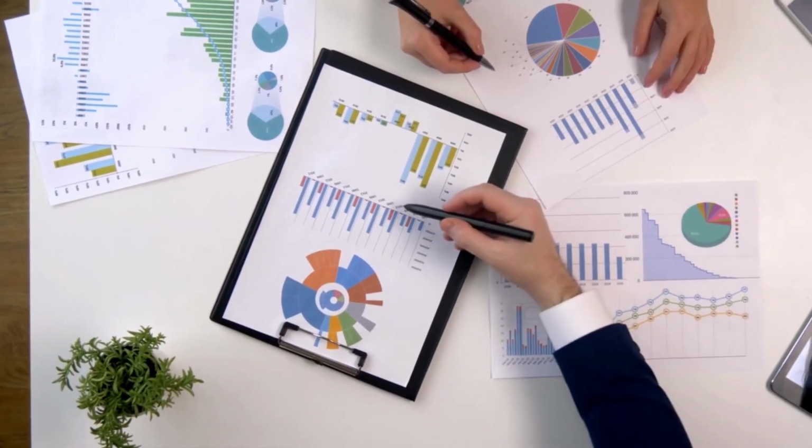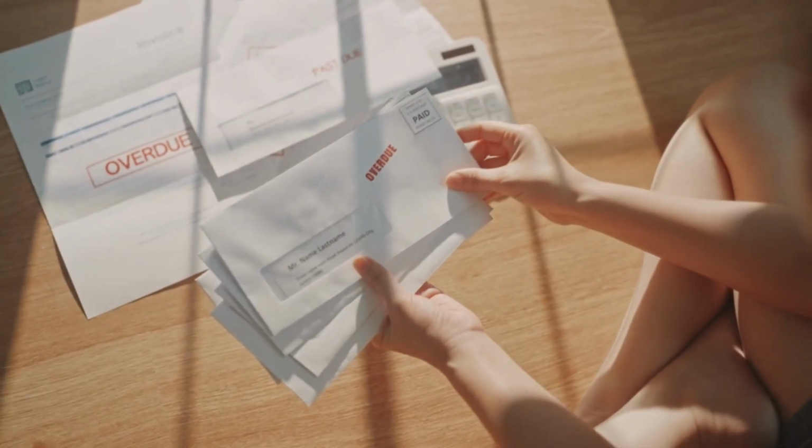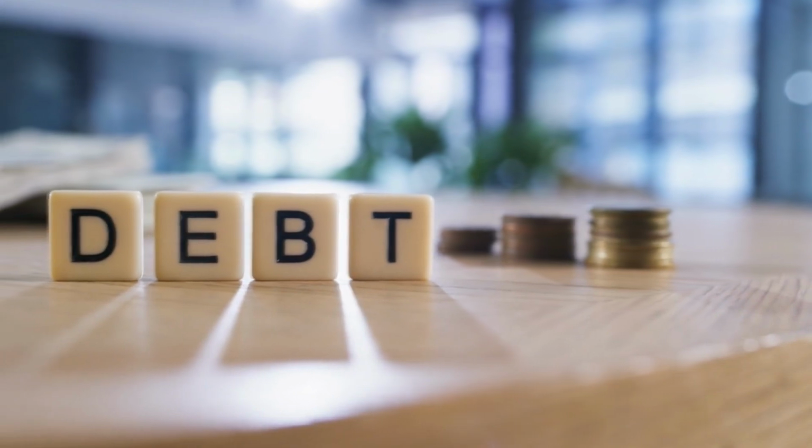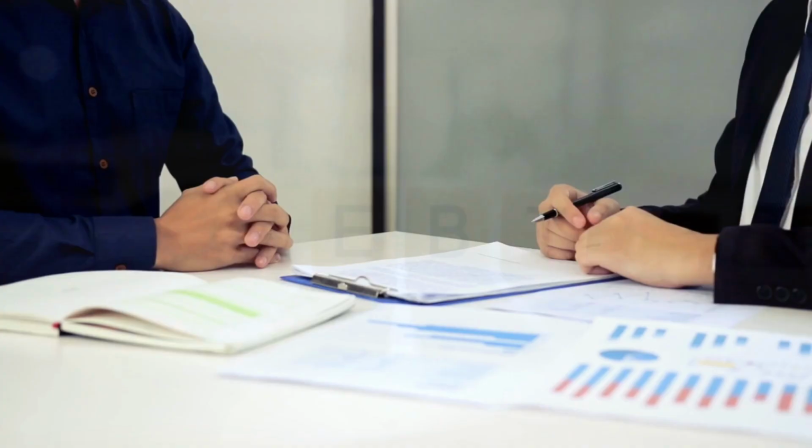Working capital management. Efficient working capital management, including managing accounts receivable and inventory, can free up cash that can be used for debt repayment. Debt restructuring. In cases of financial distress, a company may need to negotiate debt repayment terms with creditors or explore options such as debt consolidation or refinancing.